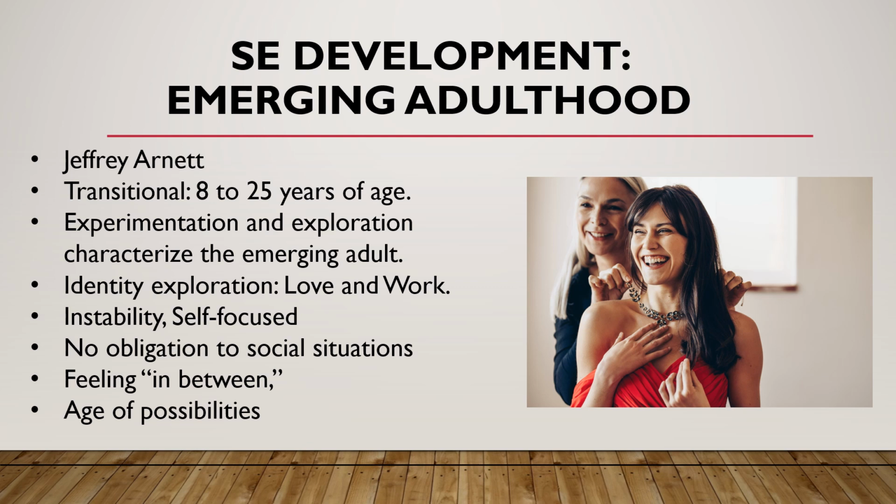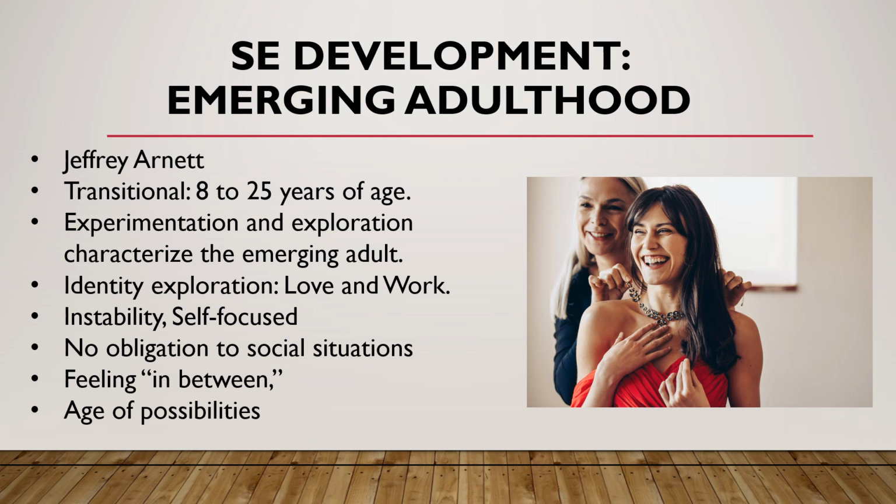So Arnett identified 5 main features of emerging adulthood. The first feature is identity exploration, which we already talked about, especially in love and work. So you're exploring your future spouse, and also your work. During this time, many changes in identity take place. The second feature is instability, a sense of uncertainty in work, love, and education. You really don't know what you want.